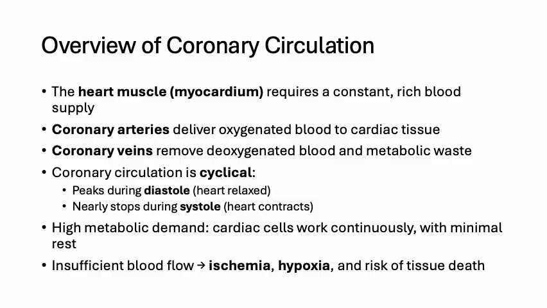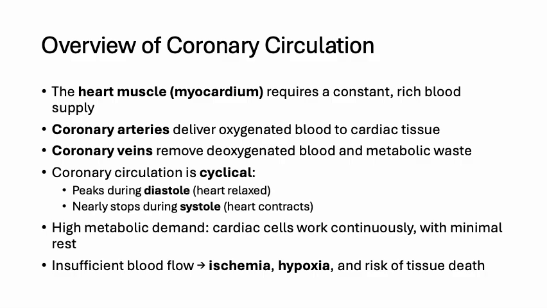This is the heart's own dedicated vascular network. It includes coronary arteries, which bring in oxygen-rich blood, and coronary veins, which carry away deoxygenated blood and waste products. But here's something unique. Blood flow in the coronary vessels isn't continuous, it's actually phasic, meaning that it changes depending on whether the heart is in systole or diastole.